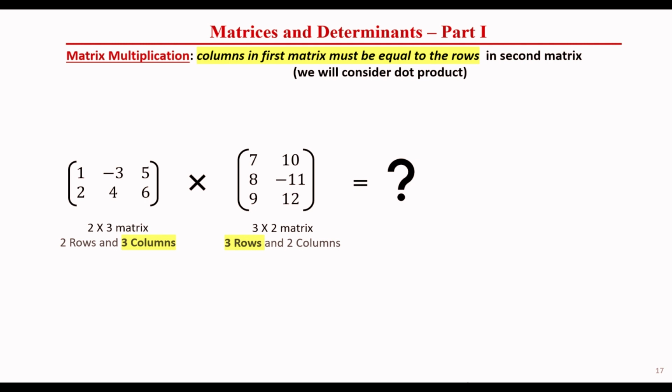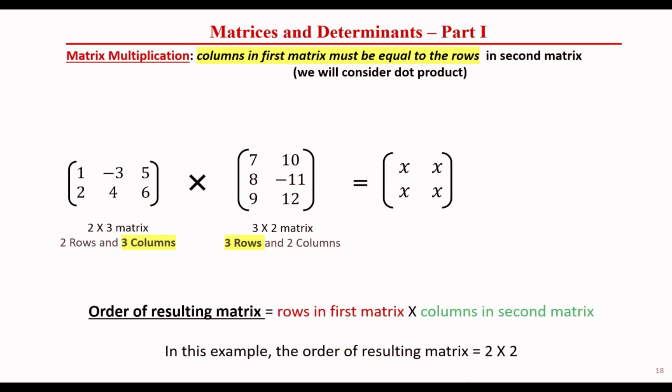So basically we can multiply them, right? Now the question is, what would be the order of the resulting matrix? The order of the resulting matrix would be the rows in the first matrix times the columns in the second matrix. So in this example, the order of the resulting matrix would be 2 by 2.